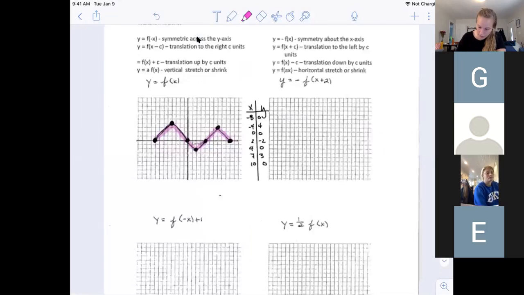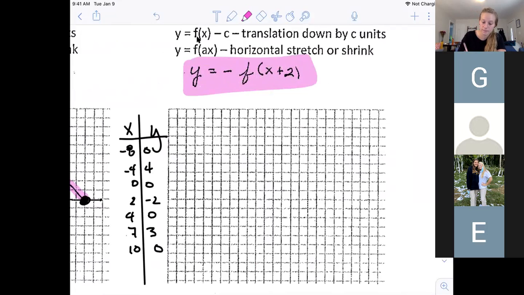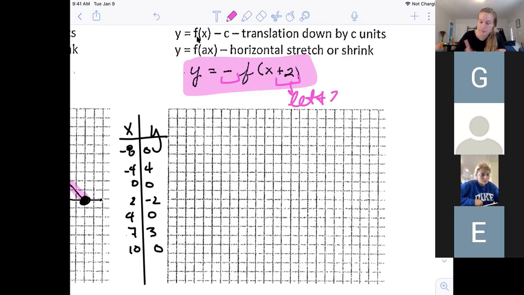Let's do this one right up here, one of the first ones. This one says y equals -f of x plus 2. So we've got two transformations here. I have to do something with that +2, and then that negative does something too. The +2 moves it left 2.